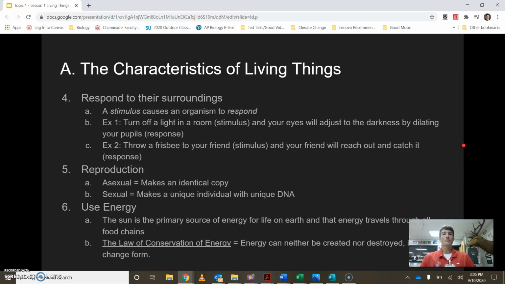One example is to turn off a light in a room, and then your eyes will adjust to the darkness. The second is if someone throws a frisbee at you, which is the stimulus, you might respond by catching it, hopefully. The next one is reproduction, the fifth characteristic of living things.